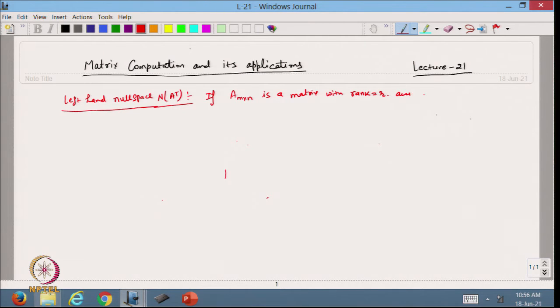and if PA is equal to U, where U is an echelon form of A. So, we are talking about echelon form as row echelon form.